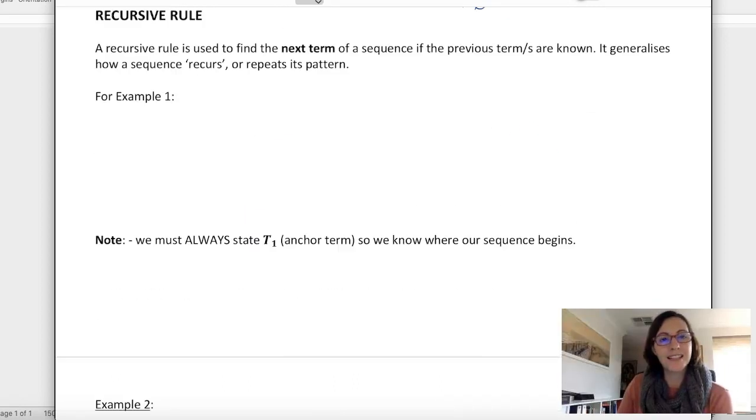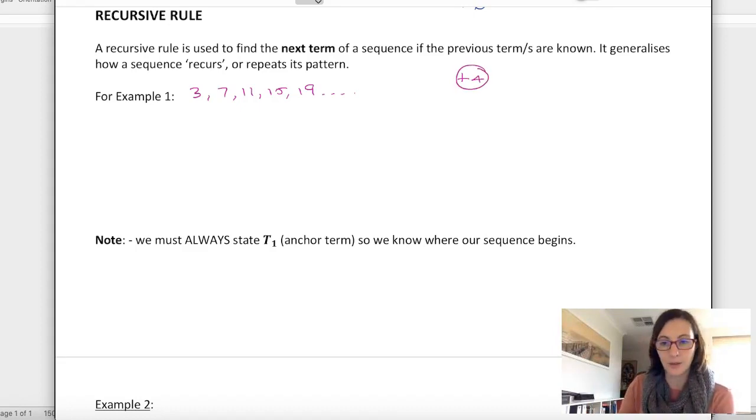What I'd like to do now is see if we can define what we call a recursive rule. And this rule helps us find the very next term of a sequence, knowing the previous term. Basically, it generalizes how a sequence is recurring or repeating its pattern. So let's consider our first example again, which was 3, 7, 11, 15, 19, and continuing. Now we know that we had a pattern of adding 4 to the previous term. So basically we know our pattern was plus 4.